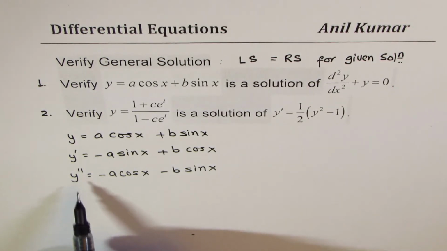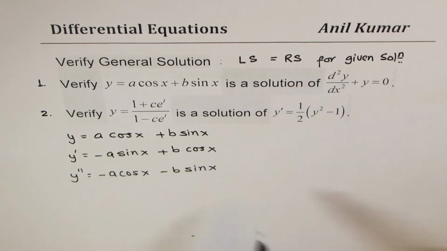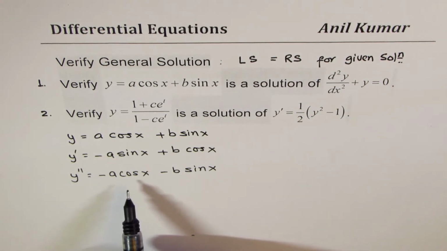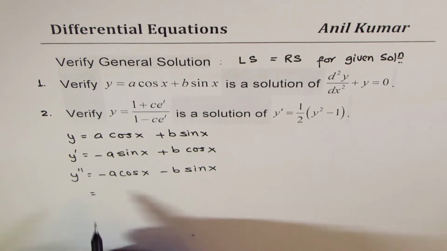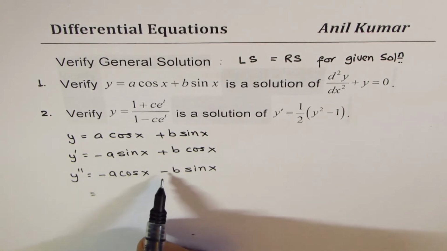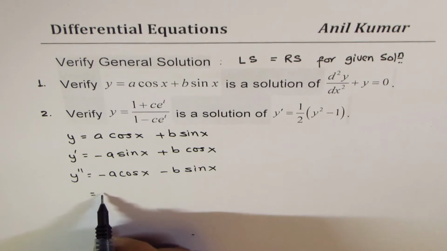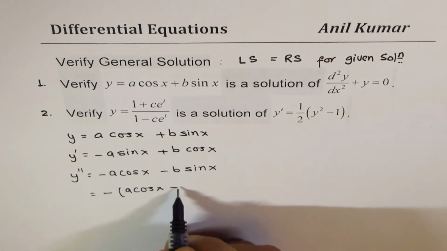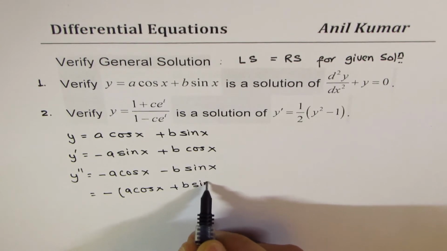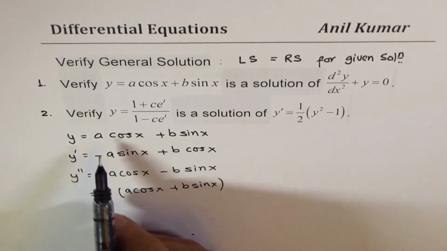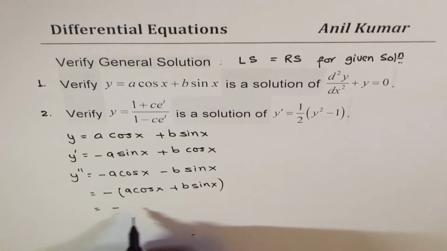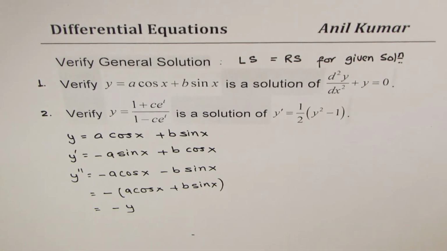So if I substitute this second derivative there with y, what do I get? Well, it's very clear. You could also write here minus a cos x minus b sin x. If I take minus common, what do I get? I get a cos x plus b sin x. Now what is this term? A cos x plus b sin x is y, right? So I could also write this as minus y, right?